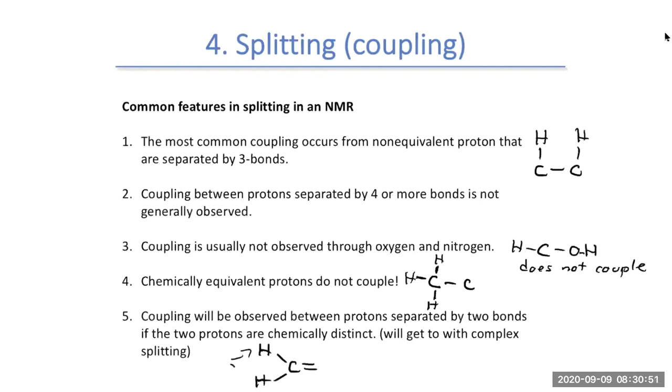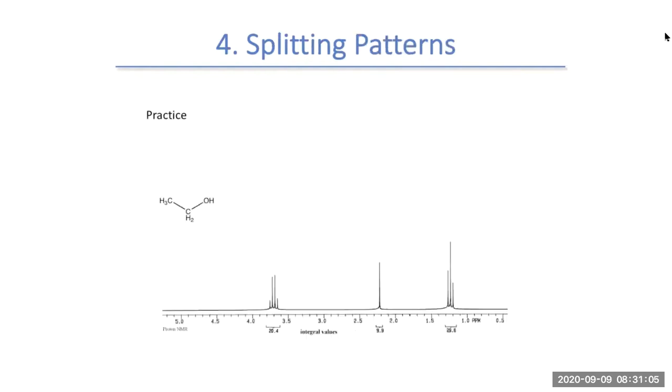These 2 protons are chemically distinct from each other, since a double bond, as we know, does not rotate. So looking at a couple examples and practicing our splitting patterns, we can see our spectra here. I've given you the structure. The structure is ethanol.